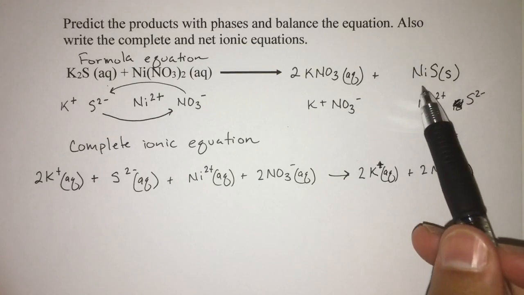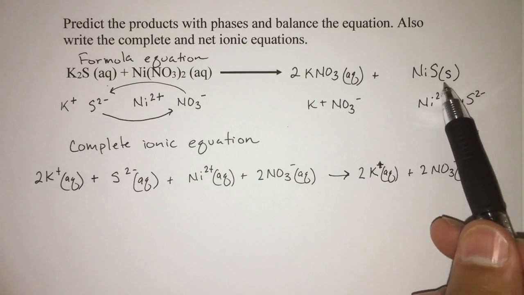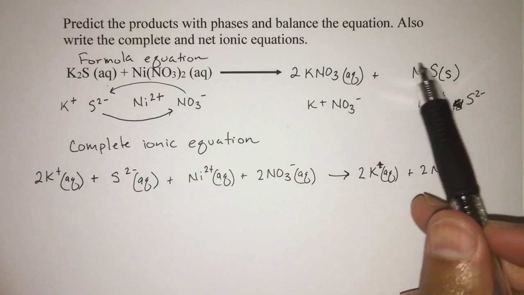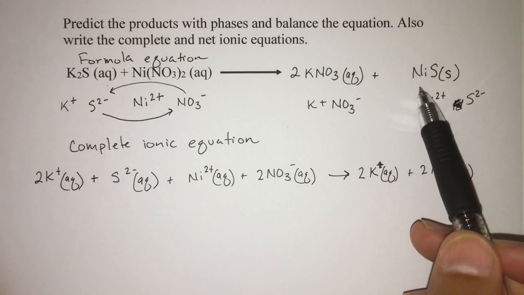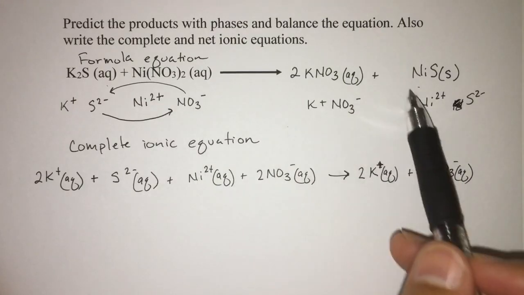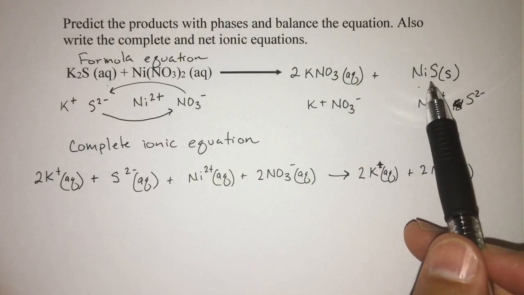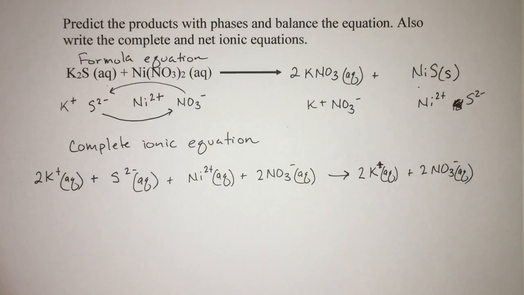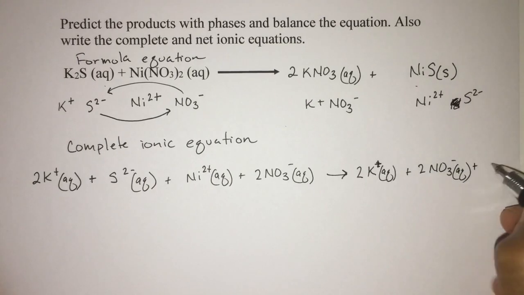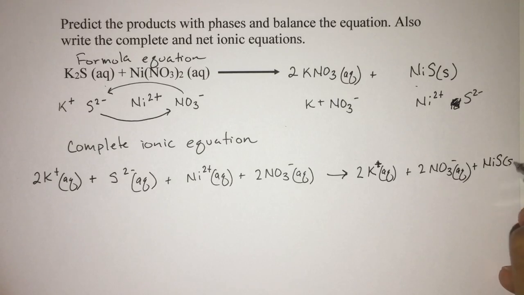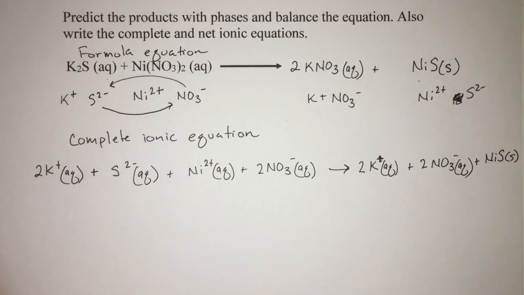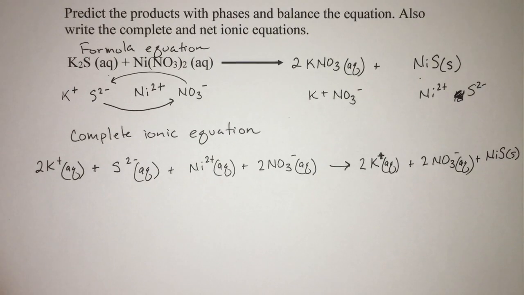And finally, remember what we did last time. Whenever there's a solid, remember that solid is being produced. That solid is a solid compound after the solutions have been mixed. So the nickel and the sulfide are not in solution anymore, but rather they're forming this solid compound. So in the complete ionic equation, we're going to leave the nickel sulfide together. And that's the complete ionic equation.